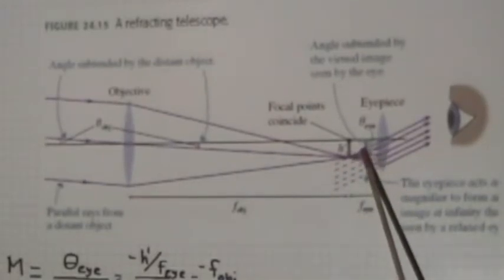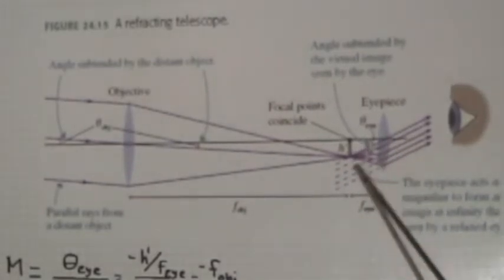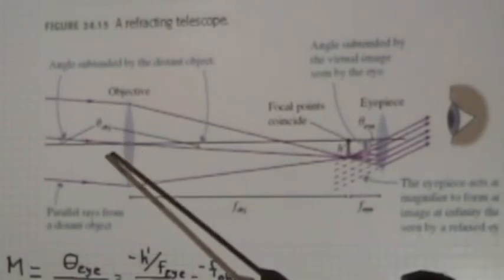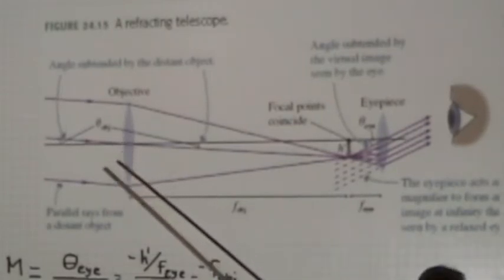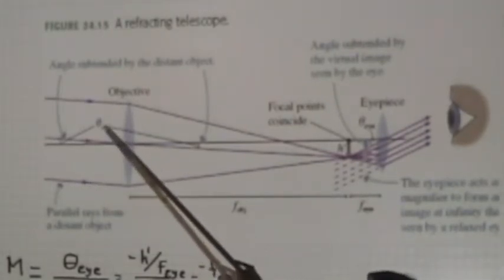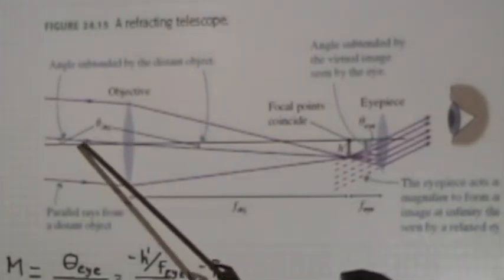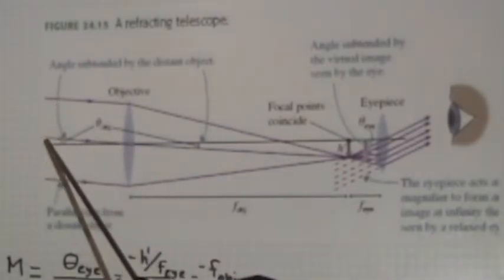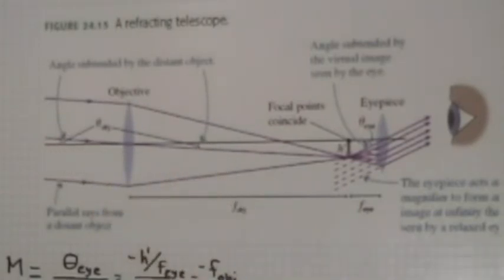And you want to compare that angle, see how much bigger is that angle, how many times is it bigger than the angle that you would get by just looking at it with your naked eye. That is what's called the theta of the objective, is this angle. The light rays from the moon are making a specific angle. So you compare those two quantities.